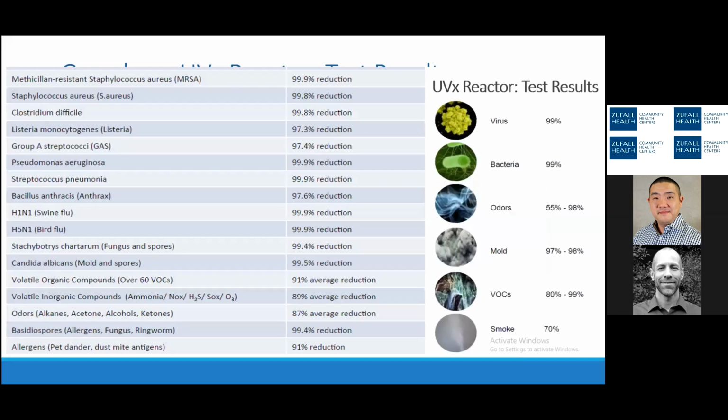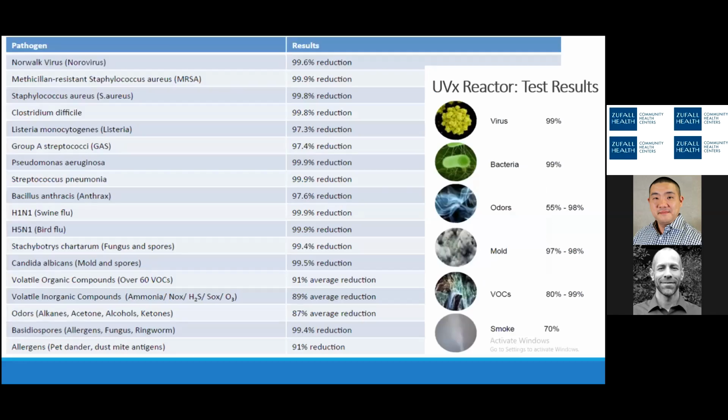This just shows a summary of the test results. We can see there's a wide variety of pathogens that were tested, both viruses and bacteria. On average, we have roughly a 99% reduction, some as low as 97% reduction. We also can see other compounds were tested in addition to pathogens. Over 60 volatile organic compounds were tested, with an average reduction of about 91%. There were also inorganic compounds tested, about a 90% reduction.